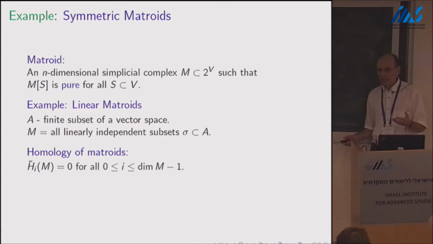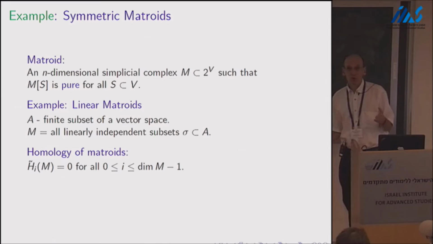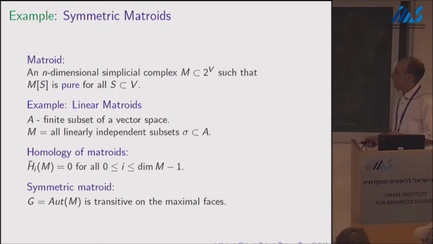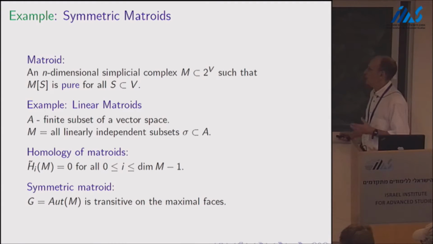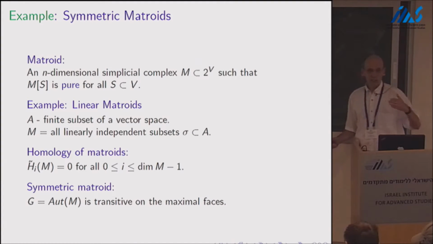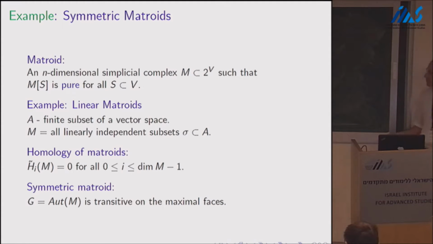So it makes sense to ask, well, if they are dim m-1 connected, perhaps they are also expanding. So this is the question. And in order to be able to apply the machinery of building-like complexes, we assume that the matroid will be symmetric, so its automorphism group will be transitive on the maximal faces.